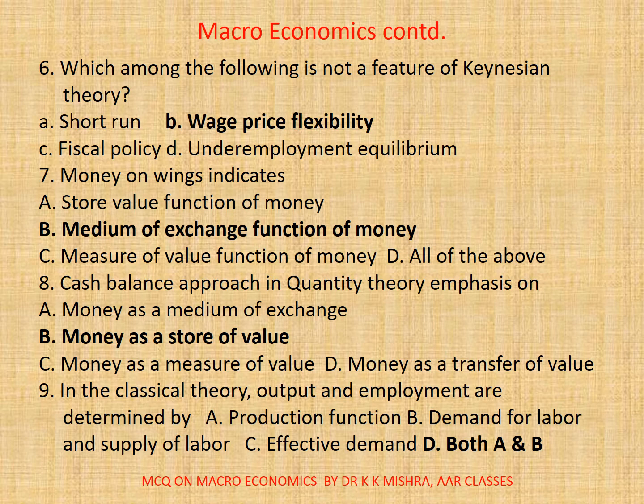6. Which among the following is not a feature of Keynesian theory? A. Short run, B. Price flexibility, C. Fiscal policy, or D. Underemployment equilibrium. Correct option is B. Price flexibility.